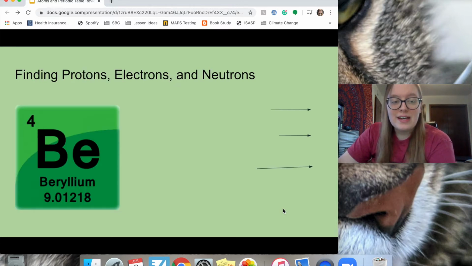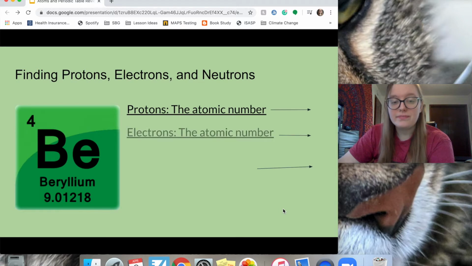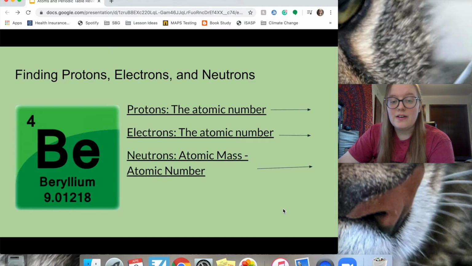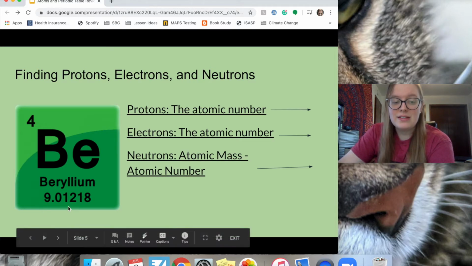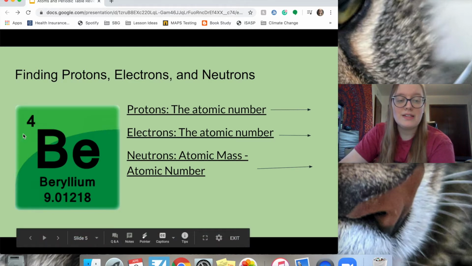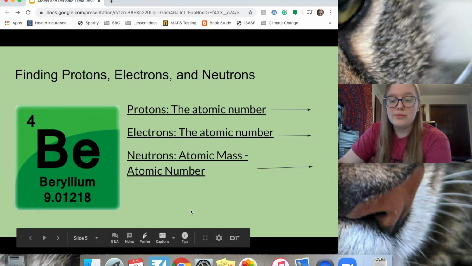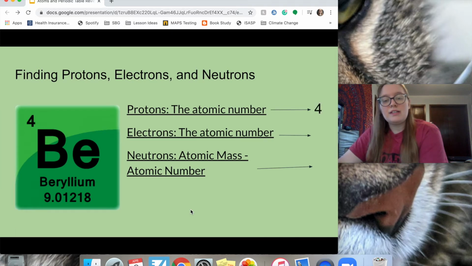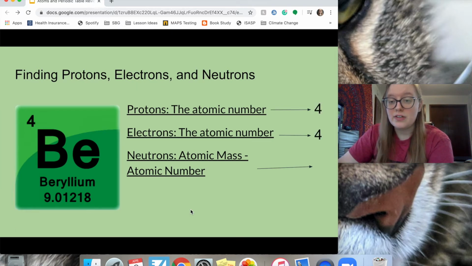So how we find the number of protons, electrons, and neutrons. Our protons are the atomic number. The electrons are also the atomic number. And our neutrons is our atomic mass, the number at the bottom, minus the atomic number. You could also think about it as the big number minus the small number. So for beryllium, our protons is 4, our electrons is 4, and our neutrons is 5.